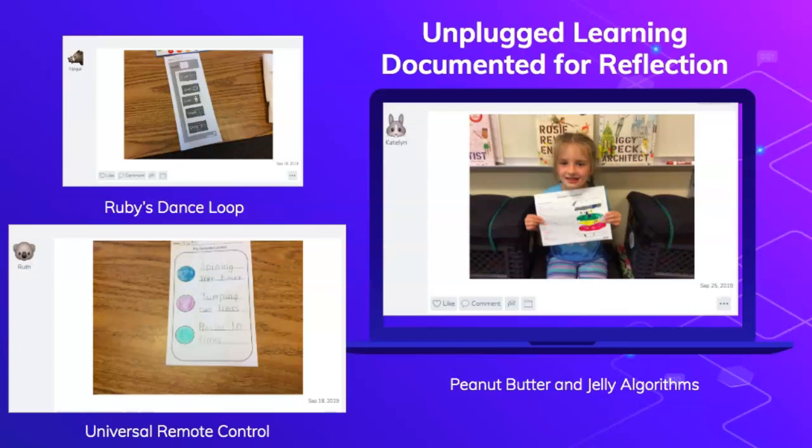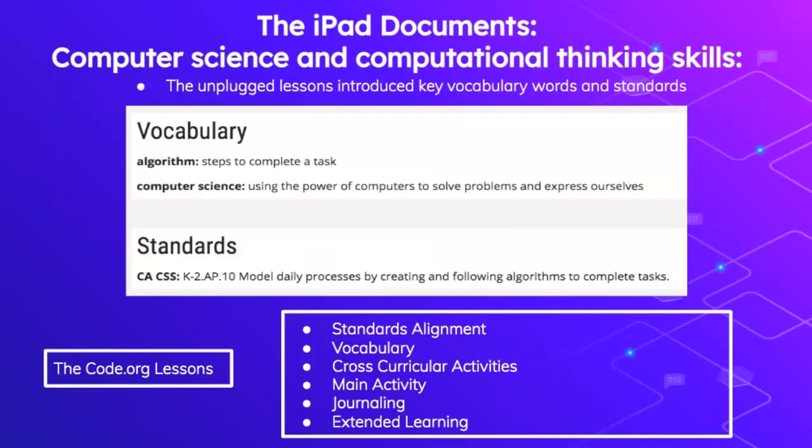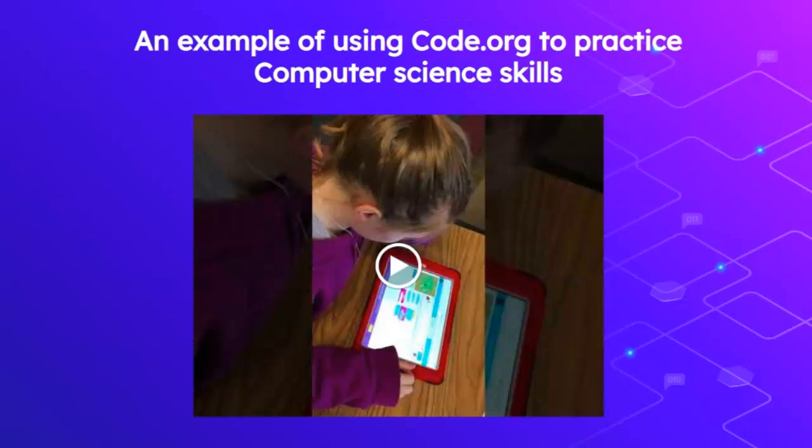These are 3 examples of unplugged lessons from the Hello Ruby book: Ruby's Dance Loop, Universal Remote Control, and the Peanut Butter and Jelly Algorithm. The iPad documents computer science and computational thinking skills with both the unplugged and the plugged-in lessons. An example of using code.org to practice using our iPad.